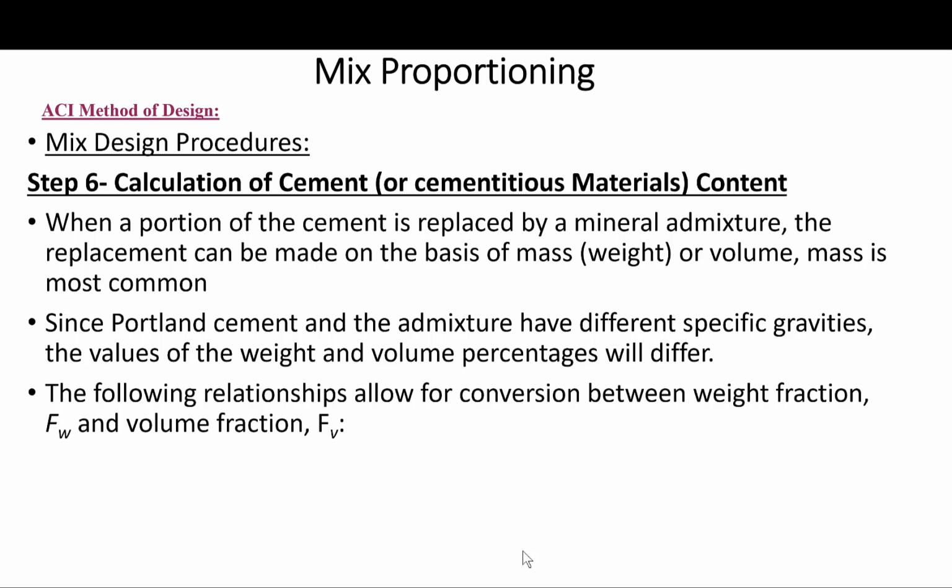When a portion of the cement is replaced by a mineral admixture, the replacement can be made on the basis of mass, weight, or volume, although the mass is the most commonly used method. Since Portland cement and the admixtures have different specific gravities, the values of the weight and volume percentages will differ. You have to be aware of that. In the example, we will have a variation where we add mineral admixture, and we will see what we need to do.